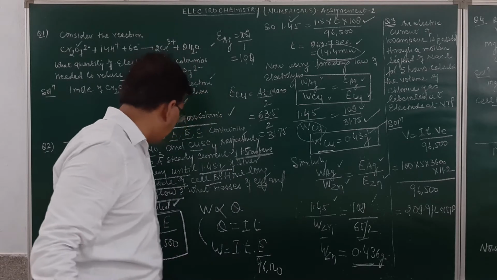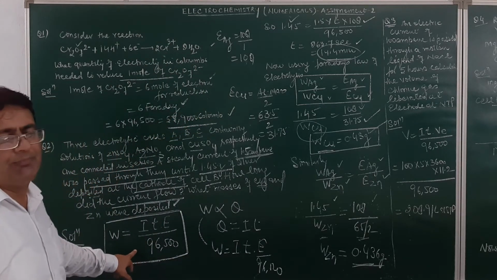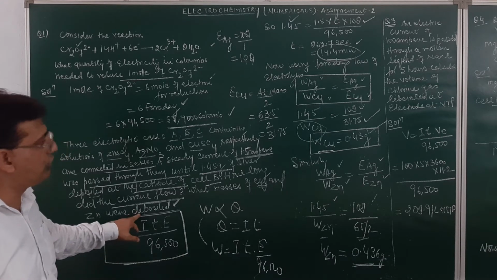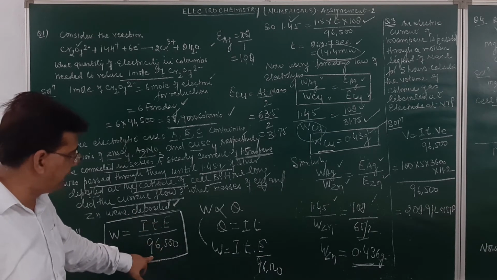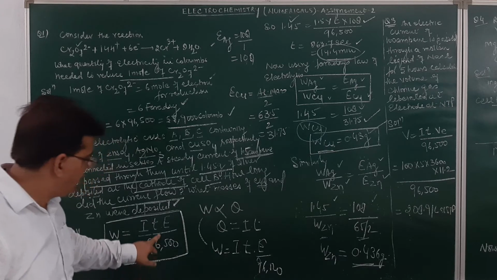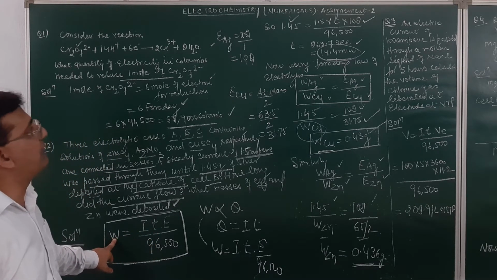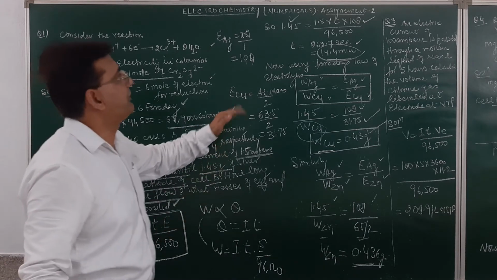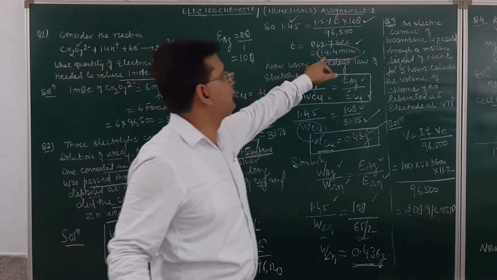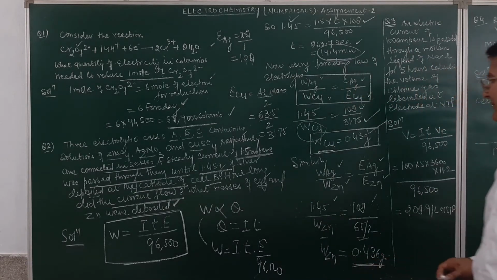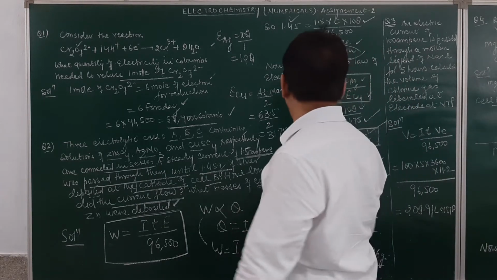So you may see over here, in the first part, we applied Faraday's first law of electrolysis. The formula was W equal to I into T into E upon 96,500 coulomb. We were asked to find out the time when 1.45 gram of the substance was deposited. We substituted all the values, and it comes to be equal to 14.4 minutes. In the second part, when they are connected in series, we were asked to find out the mass of copper and zinc deposited.